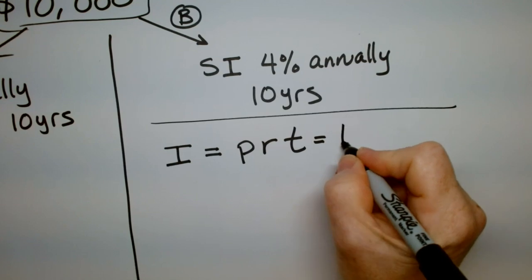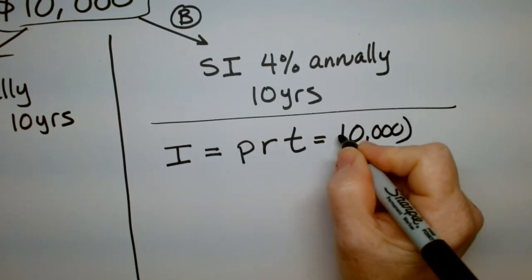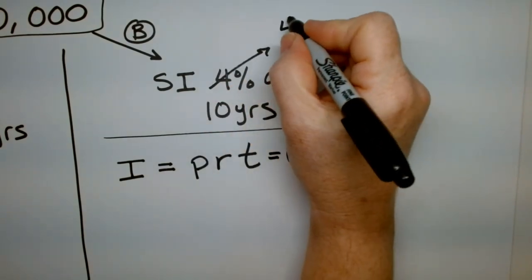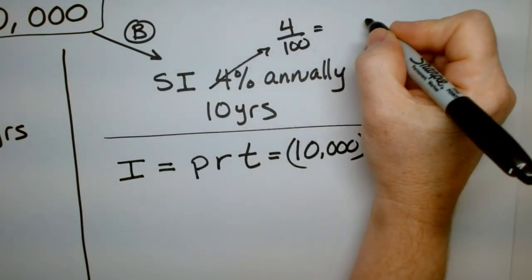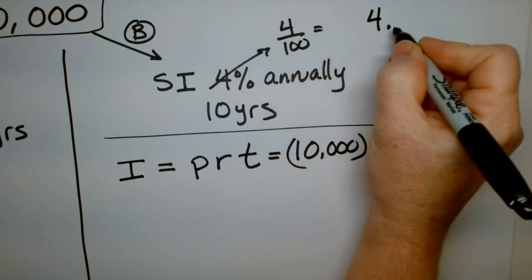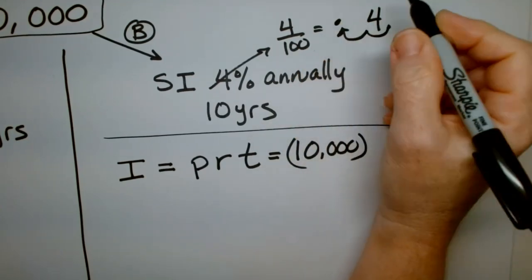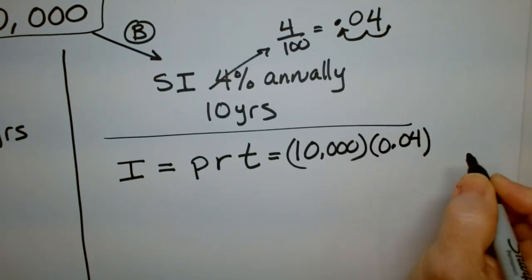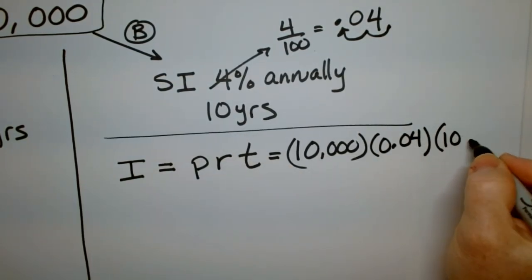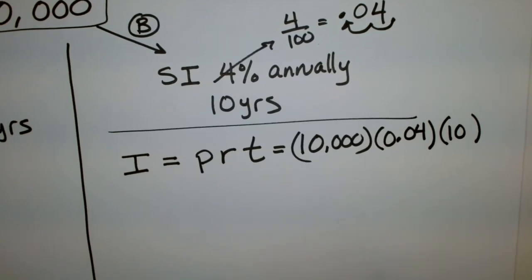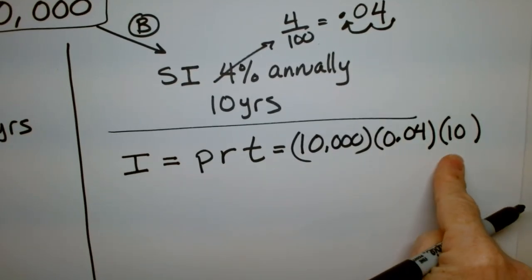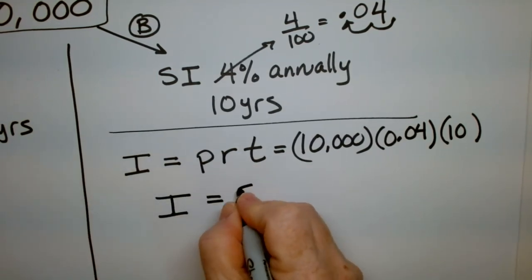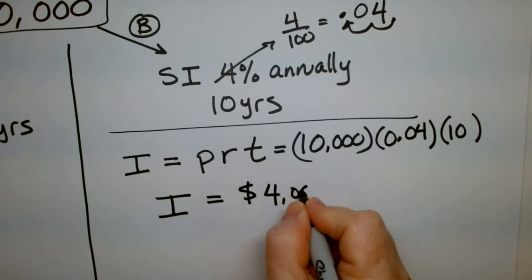Okay, so the principal is 10,000. Can you write 4% as a decimal? Sure. This is 4 over 100. So this is a 4, and we've got 2 zeros, so we're going to go 1, 2. The decimal point goes there. This is times 0.04. The time is 10 years. So we're going to multiply 10,000 by 0.04 times 10. Okay. So when we multiply this all out, I get $4,000.